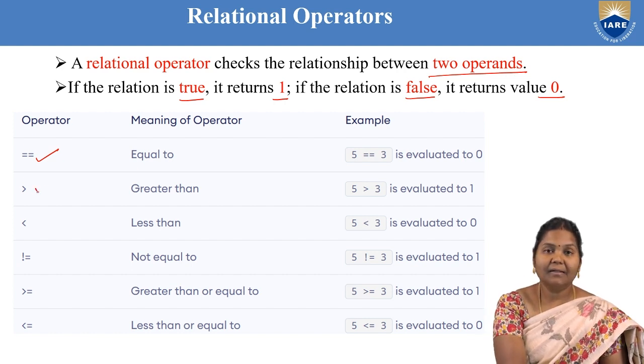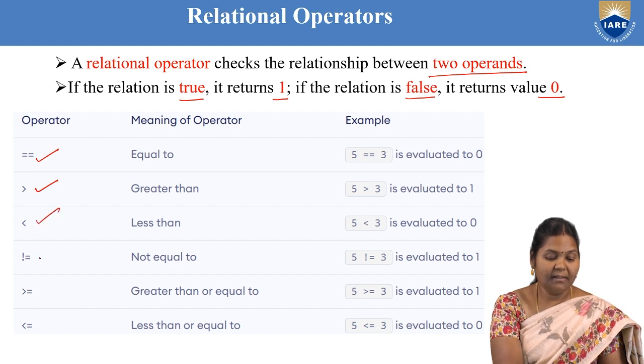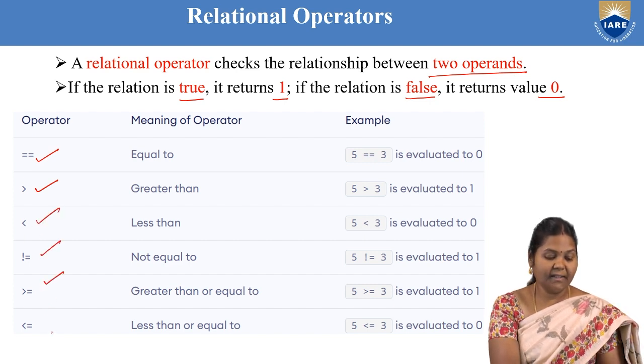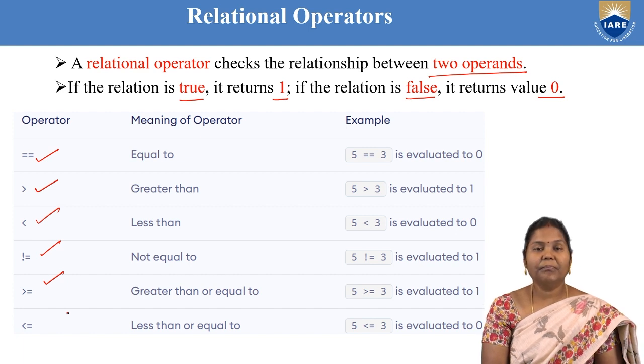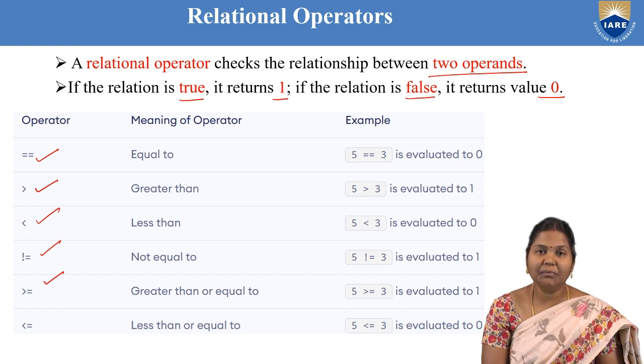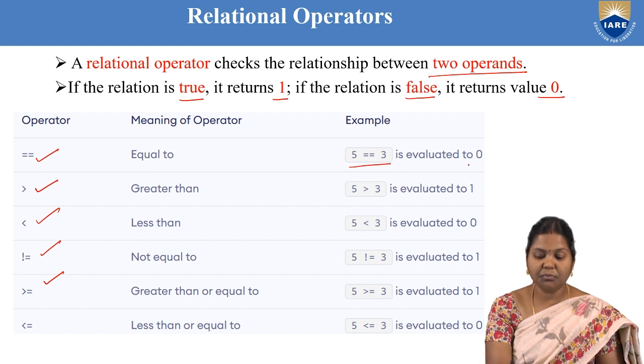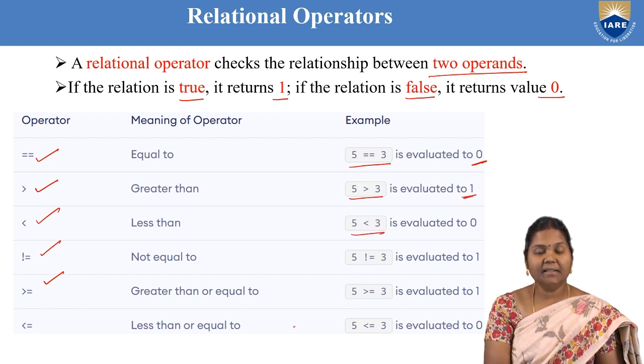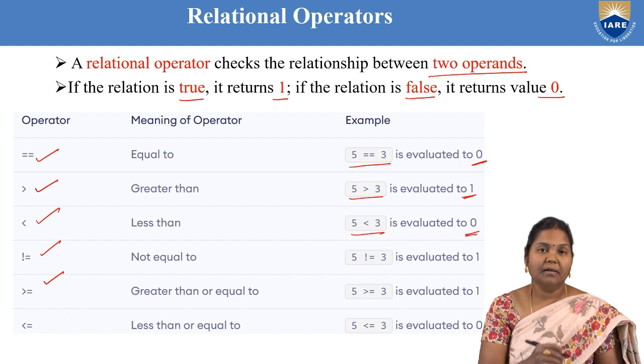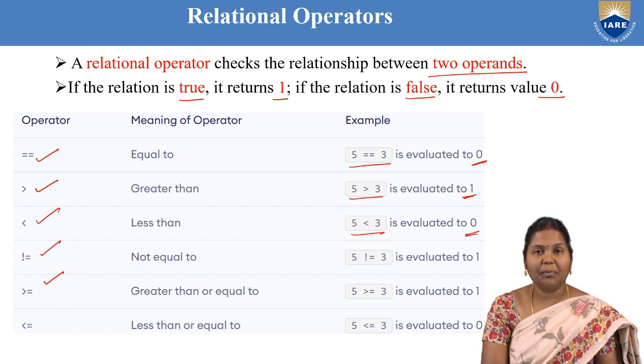Similarly, you have greater than, less than, not equal to, greater than equal to, and less than equal to. So equal to, not equal to, greater than, less than, less than equal to, and greater than equal to are the relational operators. You can understand here 5 double equals to 3. Is LHS equal to RHS? Is 5 equal to 3? No, false. So the output will be 0. Similarly, 5 is greater than 3. Yes, it is true, so the output is 1. 5 is less than 3. No, it is 0. In this way, we are checking the relationship between two operands.